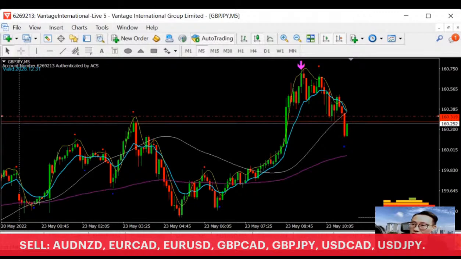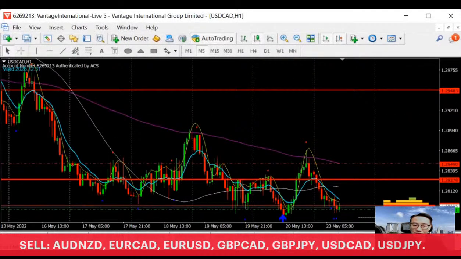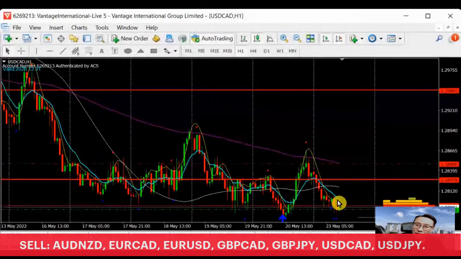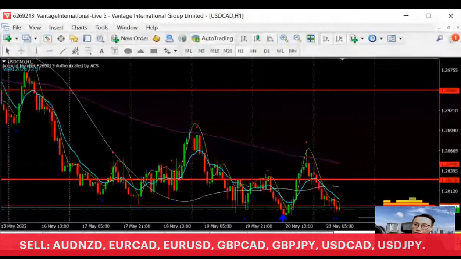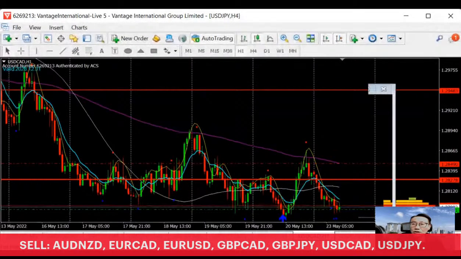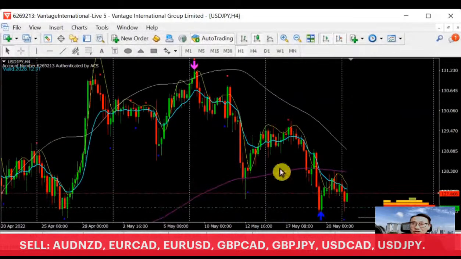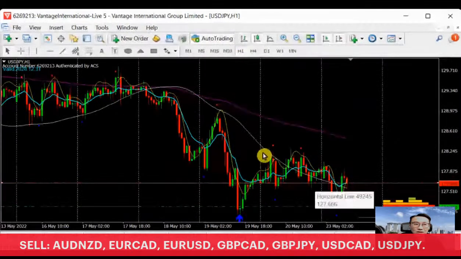Okay, so move again to dollar CAD. We have not broken the support yet, so definitely no. How about dollar yen? We are testing the resistance right now, the previous support that became the resistance. This is a trending market.